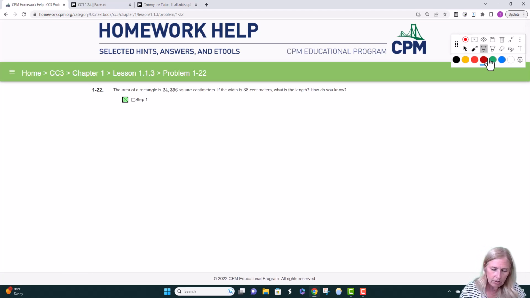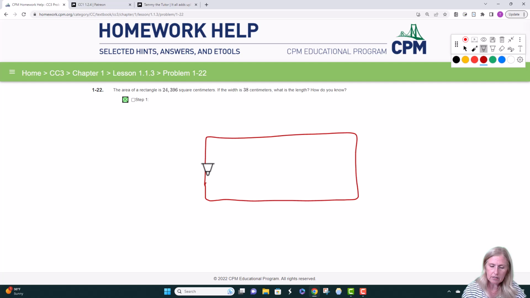(22) The area of a rectangle is 24,396 square centimeters. If the width is 38 centimeters, what is the length? How do you know? Okay, so anytime I have a problem like this, guys, I always draw a picture. I can't tell you how many times that math problem seems like a mystery to me until I start writing pictures down and putting pieces together, and then I can see it. Now, not all of you may need to do that, but I'm a very visual person, and I'm just telling you what helps. If you've ever struggled, maybe you should try this.